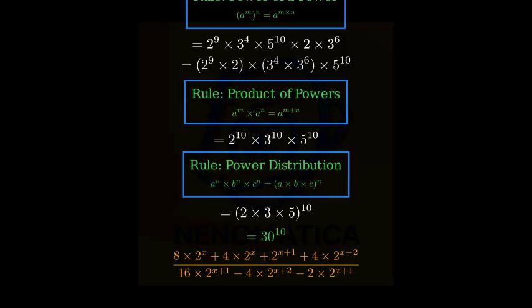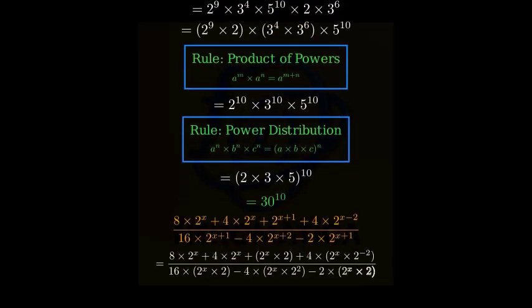Let's start by rewriting the expression to make it easier to work with. In the numerator, we can express 2 to the power of x plus 1 as 2 to the power of x times 2. Similarly, we can express 2 to the power of x minus 2 as 2 to the power of x divided by 2 squared, or 2 to the power of x times 1/4.